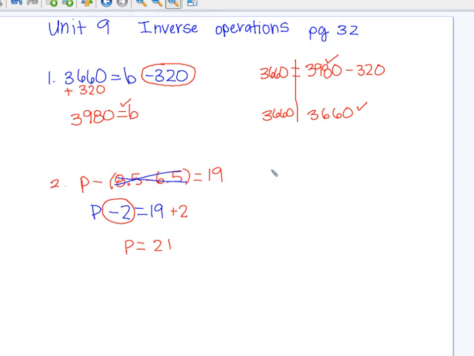And is that correct? All we do is we go over here. We're going to rewrite the equation with our 21. So 21 minus my parentheses, my 8.5 minus 6.5. And if that equals 19, then it's a solution. And you can just put it in the calculator with your parentheses and check it, or you can just follow order of operations. So 21 minus 2, yes, that equals 19. So yes, it is a solution. So every time we do one, we're going to check it to see if we're right.